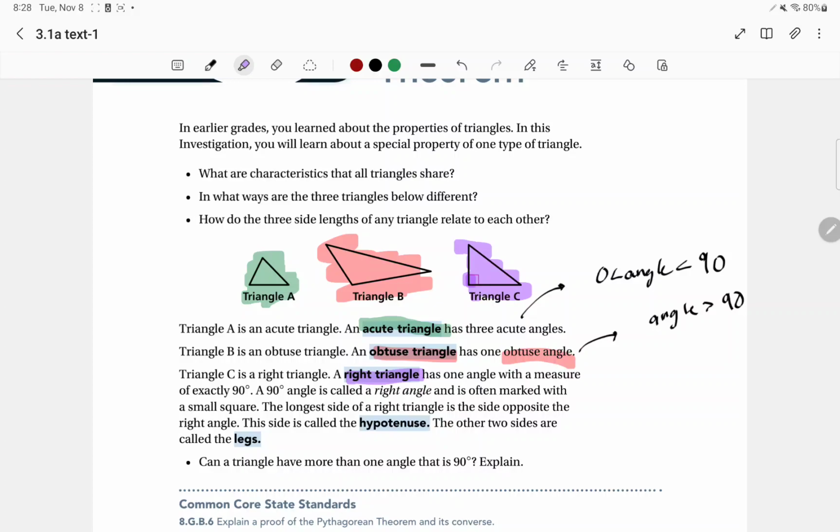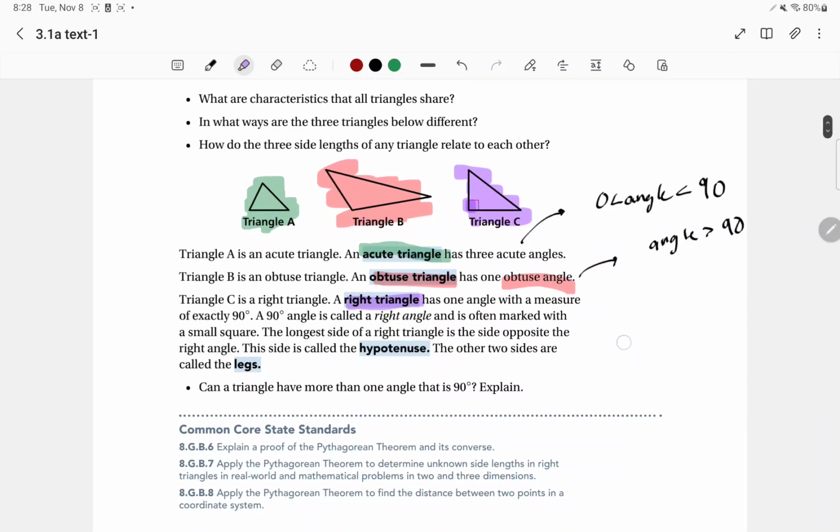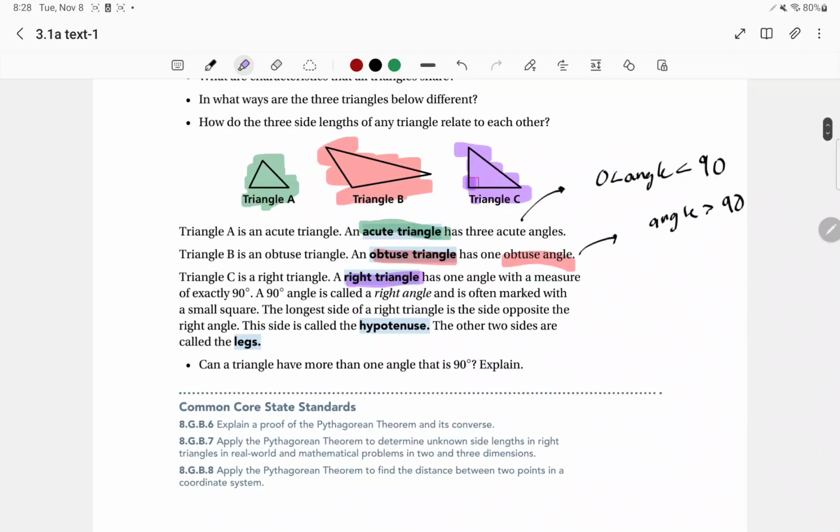So in this investigation, make sure you can determine which are which and be able to accurately depict acute, obtuse, and right triangles. Now, here we're mostly going to be focusing on right triangles because the Pythagorean theorem only works with right triangles because of their special properties, which we're going to study.